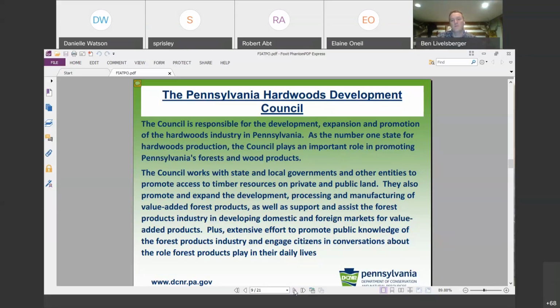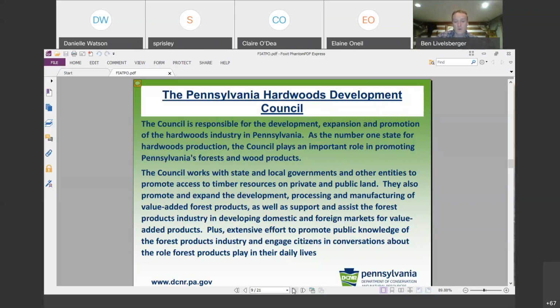And the thing about this Hardwood Development Council is that they go all across the country and overseas to promote Pennsylvania hardwoods. And where they get all the information that they share in their pamphlets or when talking to these lumber buyers in different countries is from the TPO, and that's where they really use that TPO.